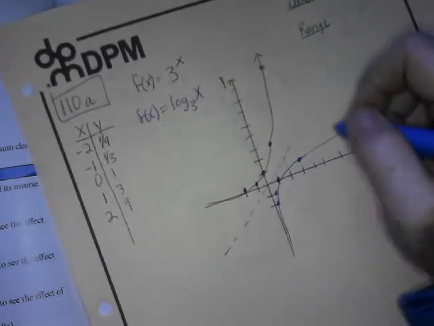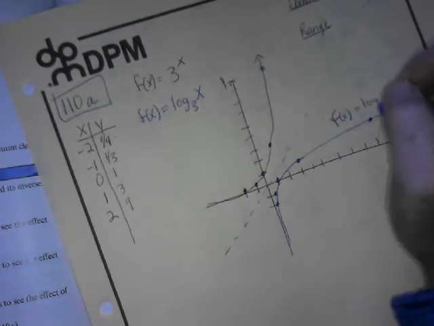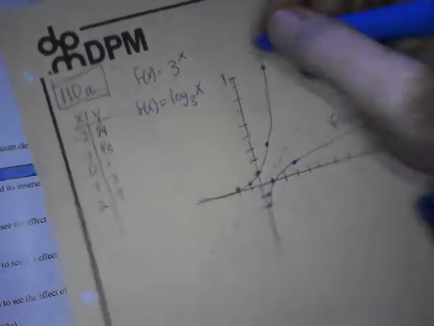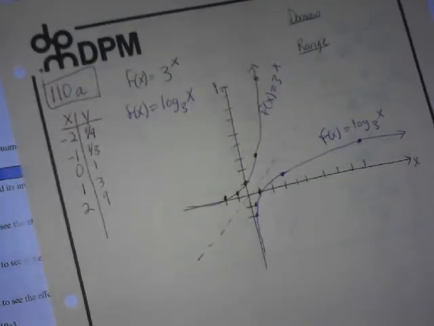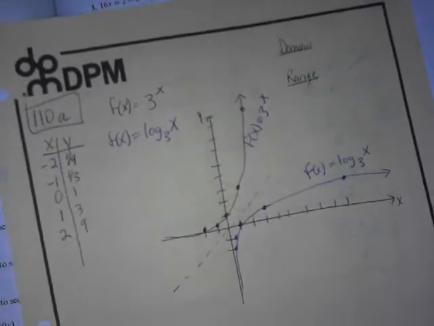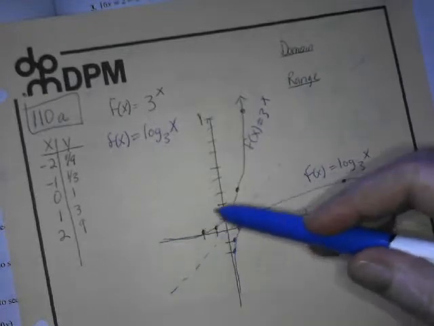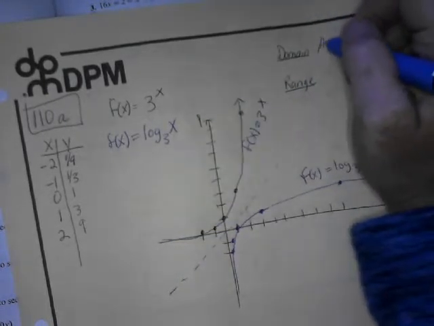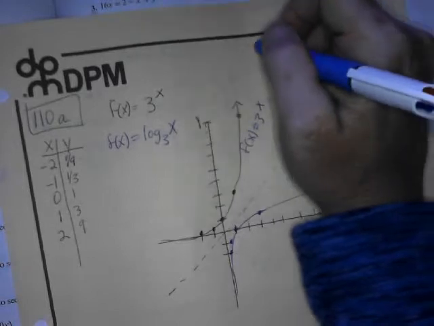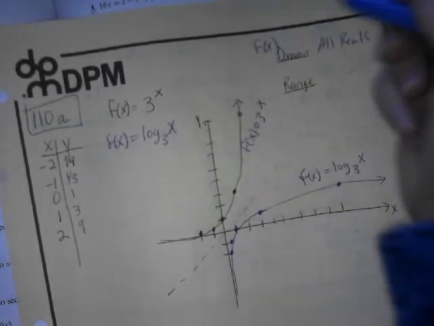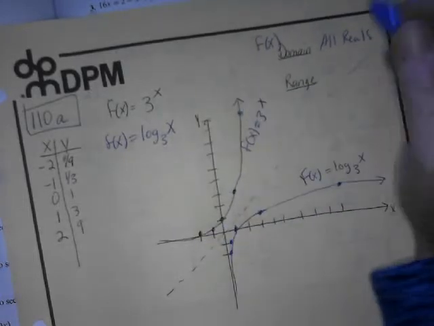Okay, so this one is, I guess I'll call it f of x equals log base 3 of x. And this one's f of x equals 3 to the x. Okay, I have to hurry because I only have 1 minute left on my YouTube. The domain of the first function, if I look at it, it's all reals. For f of x, it's all reals, and the range is all the positive numbers.